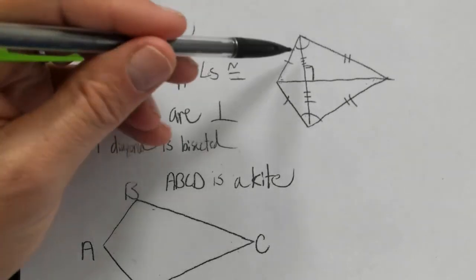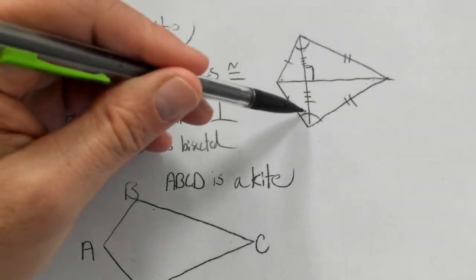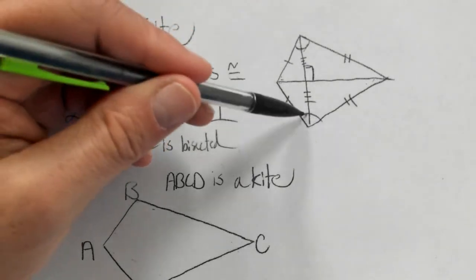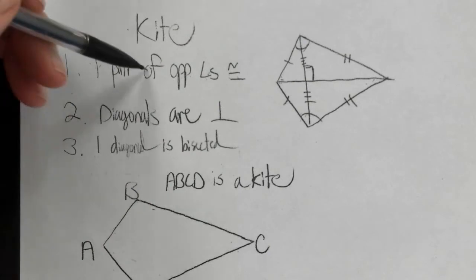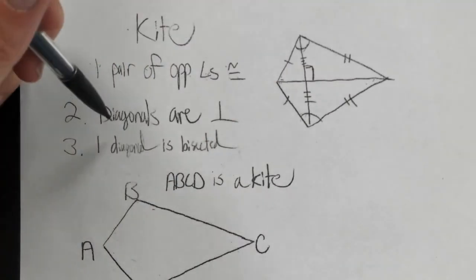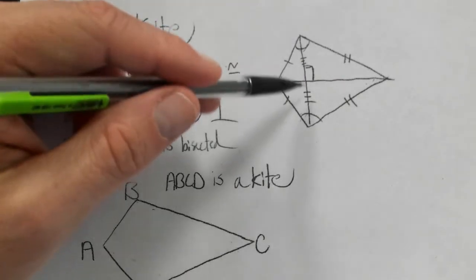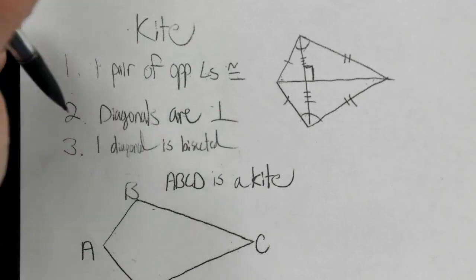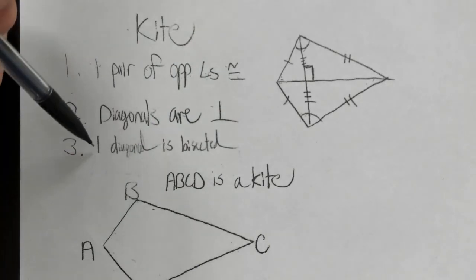So in this figure, we've got this top angle and the bottom angle the same. So like if this is 42, then the bottom one's 42. One pair of opposite angles congruent, not 2 pairs, so keep that in mind. The diagonals are perpendicular, so just like in a rhombus, the diagonals are going to be perpendicular, so they'll cross at 90 degrees. And here's the third property.